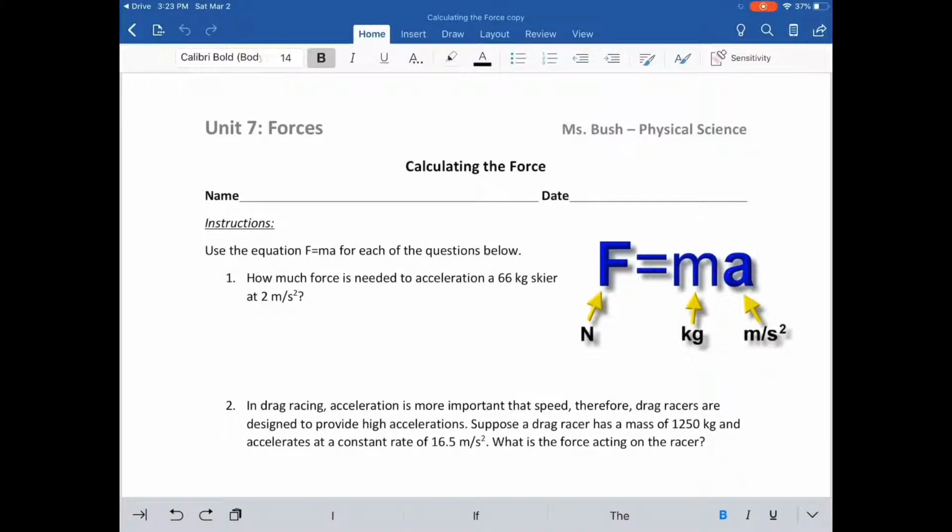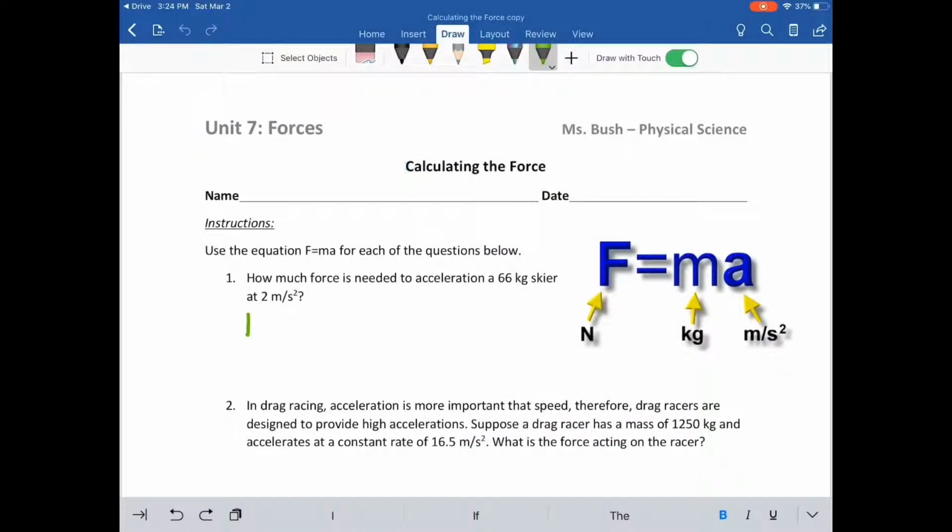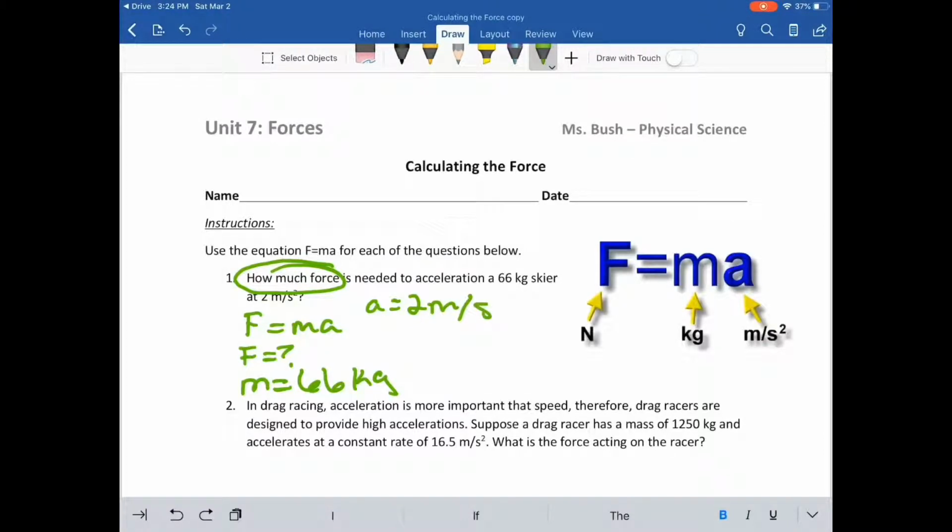How much force is needed to accelerate a 66 kilogram skier at 2 meters per second squared? So we are using the F equals ma equation. We are looking for force because it said how much force is needed. So we don't know what our force is. We know that our mass is 66 kilograms. And we know that our acceleration is 2 meters per second squared.